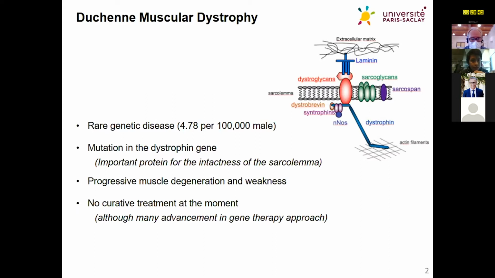It's a rare genetic disease due to the mutation in the dystrophin gene. It's important for the attachment of the sarcolemma during the repeated cycle of contraction and relaxation. And with the absence of the protein, the muscle is subjected to progressive muscle degeneration and weakness. And although there are many advancements in gene therapy approaches, especially in animal models, there's still no curative treatment at the moment for DMD patients.